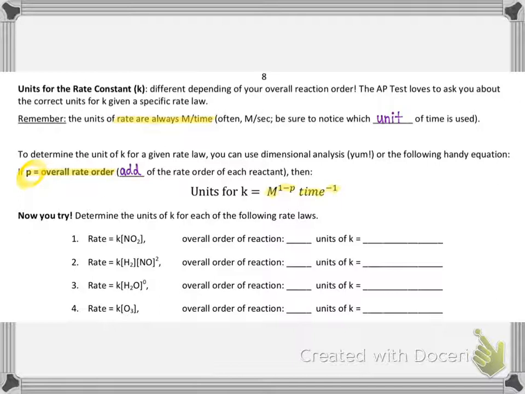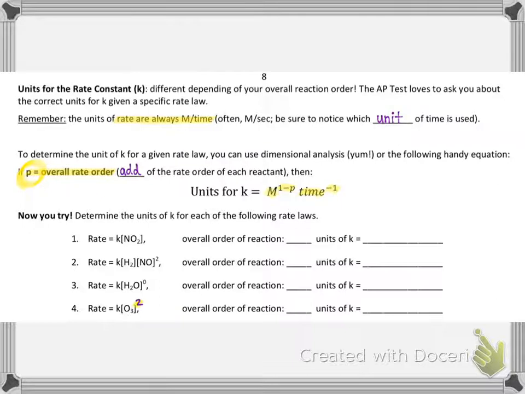All right, so here's what we're going to do. We are going to determine the units for k for each of the following rate laws, but there was, of course, a mistake, so let's fix the mistake. I would like you to go ahead and make this one, down to the very last one, squared. Okay, so let's do one of these together, and then you will do the rest of these on your own because they're just that much fun.